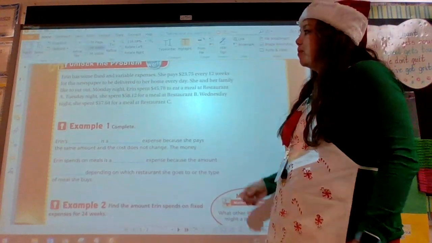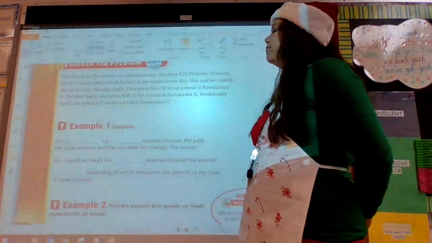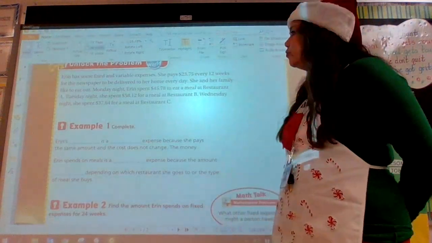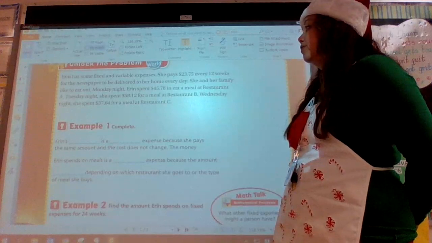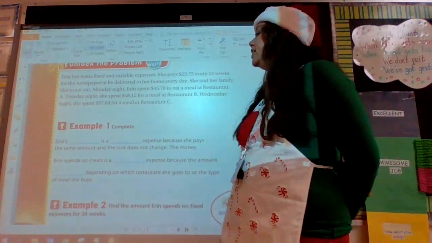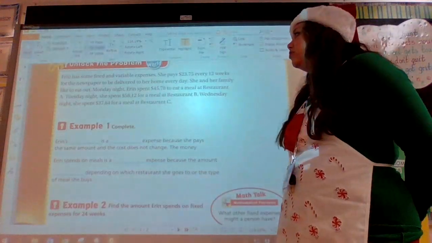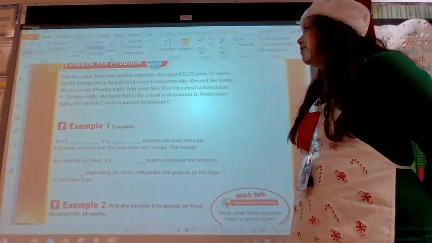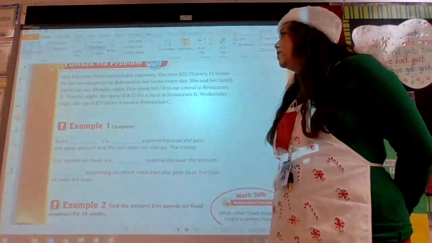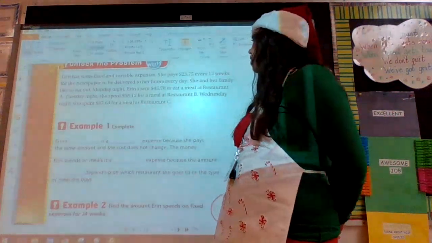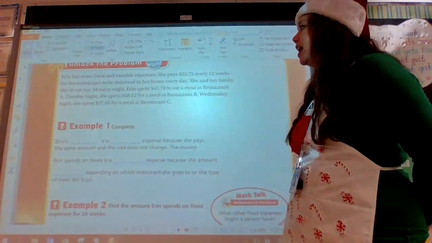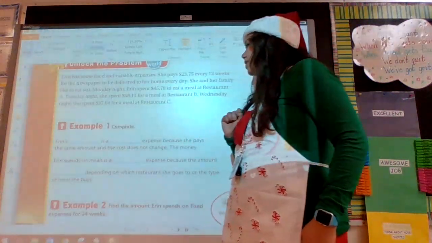Let's unlock this problem. Erin has some fixed and variable expenses. She pays $23.75 every 12 weeks for the newspaper to be delivered to her home every day. She and her family like to eat out. Monday night, she spends $45.78 to eat a meal at restaurant A. Tuesday night, she spent $58.12 for a meal at restaurant B. And Wednesday night, she spent $37.64 for a meal at restaurant C.